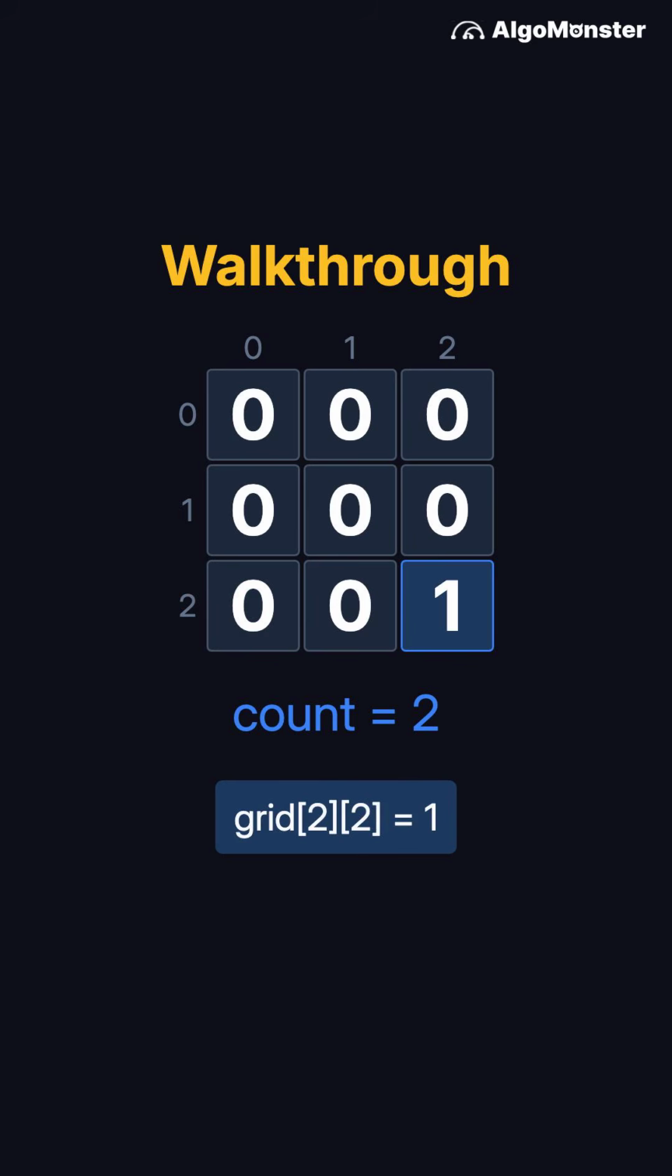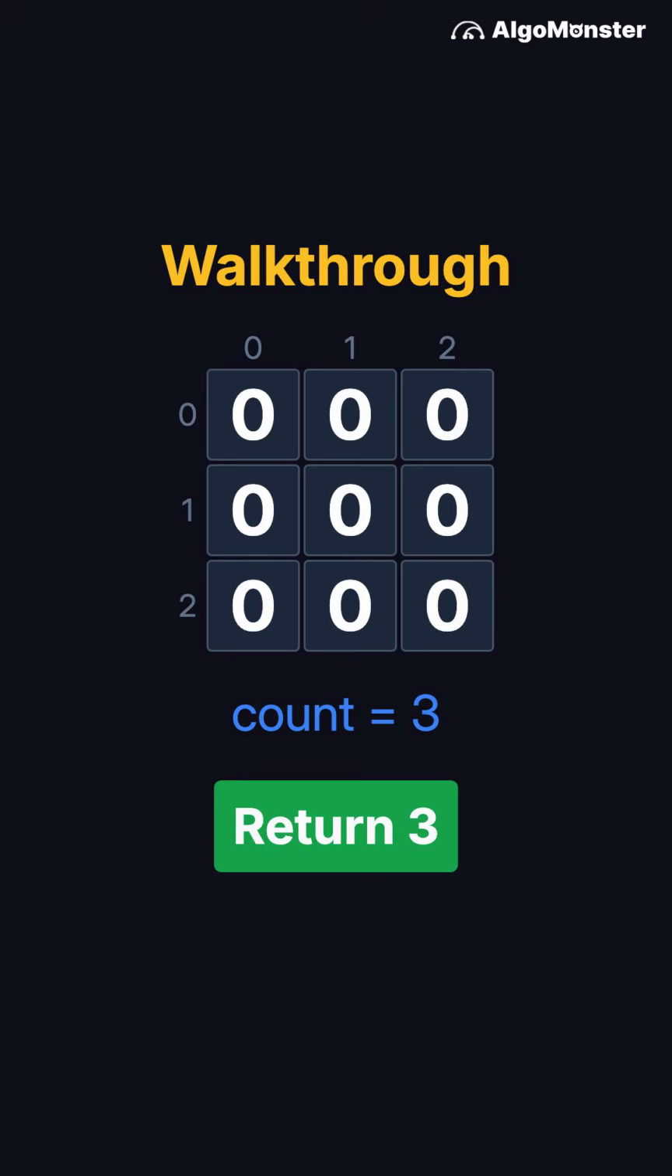Row 2, column 2 is 1. New island. Count goes to 3. Flip it to 0. Also a single cell island. The grid is all zeros now. Return 3.